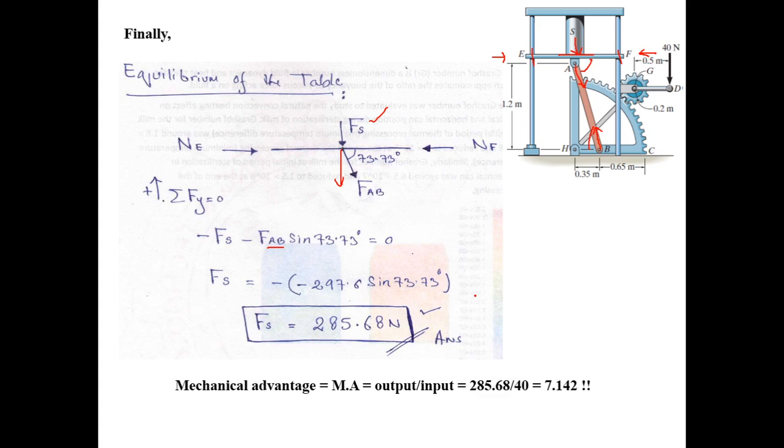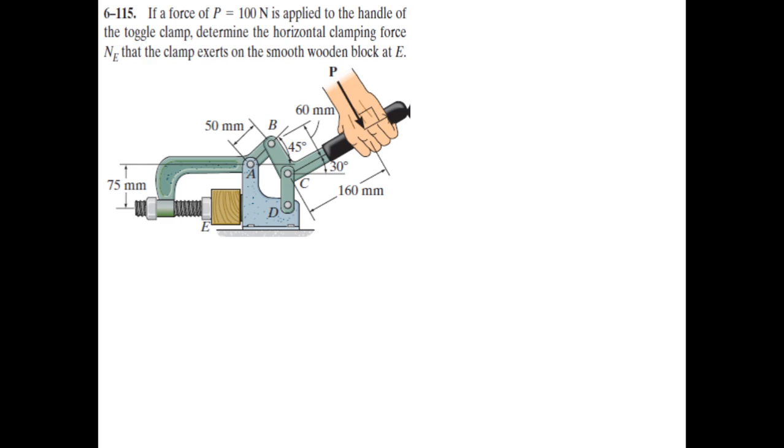So in the end, if you want to calculate the mechanical advantage of this machine structure, you can calculate it as output force divided by input force. So the output force was 285.68, the input was 40 Newton, and therefore the mechanical advantage of this mechanism is 7.142. So it is amplifying the force almost 7 times. So we have completed the problem on machines. Let us move on to the next problem.